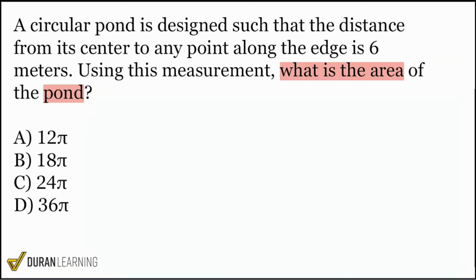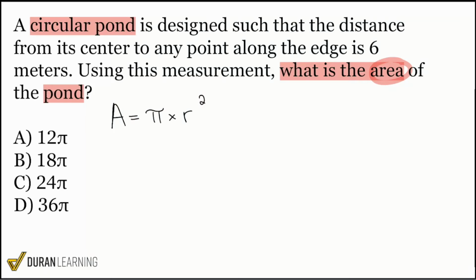So the moment I see the word area, I wanna confirm with myself what shape I'm dealing with, because when I can confirm the shape, I can confirm the formula. So here we are. A circular pond is what I see. Let me go ahead and bring it back over here. So a circular pond is designed such that the distance from its center to any point along the edge is 6 meters. I don't know what all that means yet, but I see that it says the area of a circle, so I will write that formula out. Area equals, and I'm going to look at my notes, pi multiplied by the radius squared.